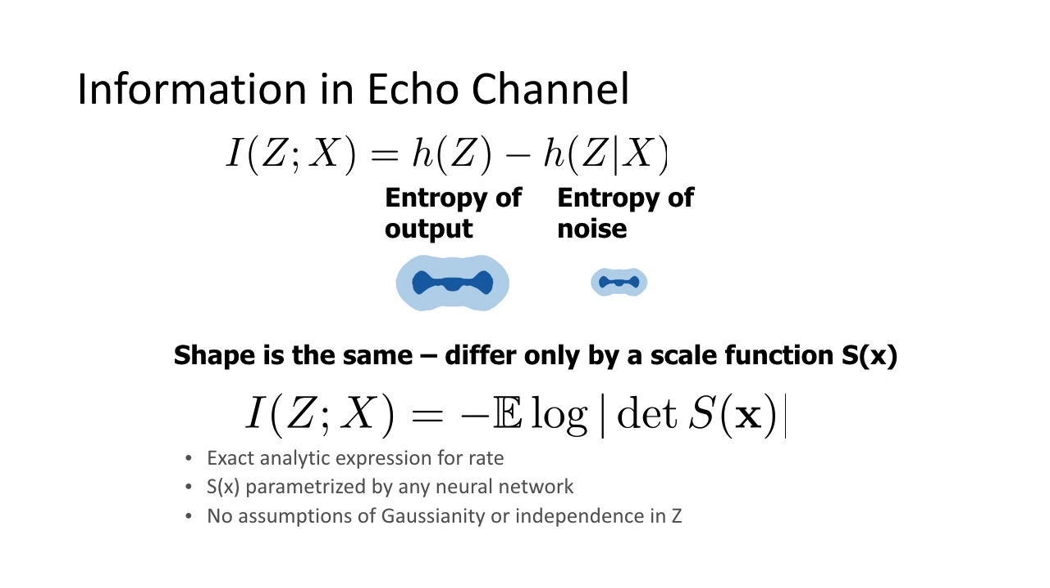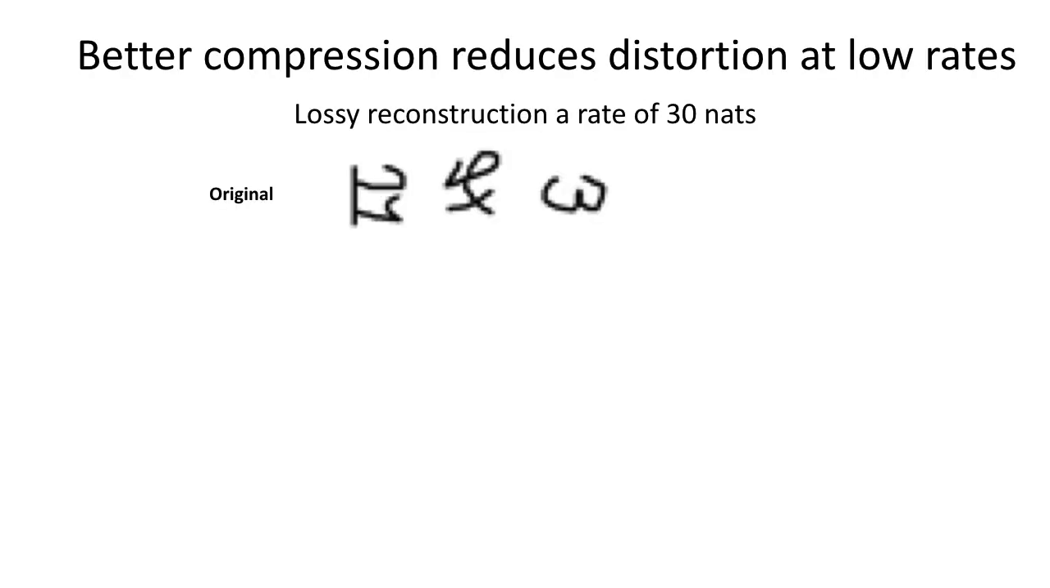What's nice about this is that that scale function can be parameterized by any neural network, which gives us perfect control over the rate of this noisy channel. And it didn't require us to make any assumptions about the shape of the input distribution or the Gaussianity of the noise. You can do a lot of different things with this.